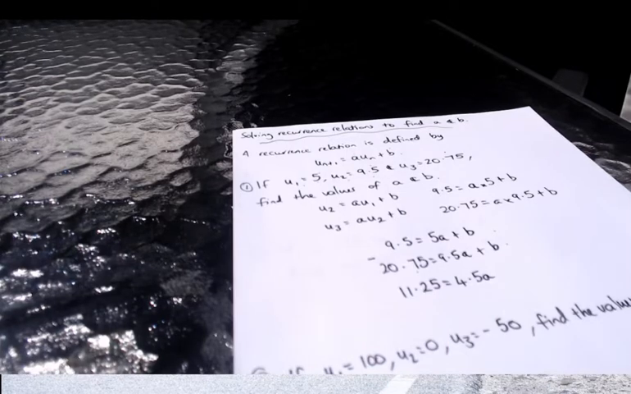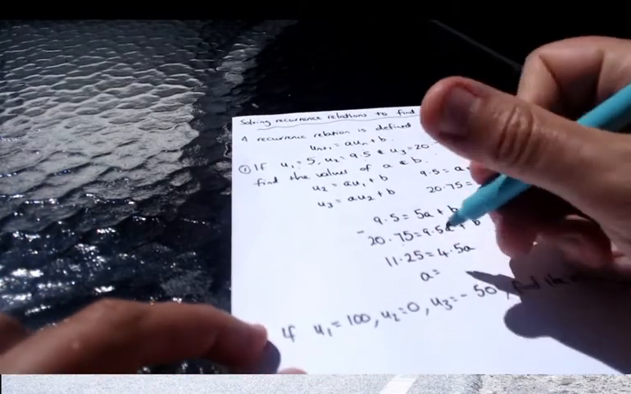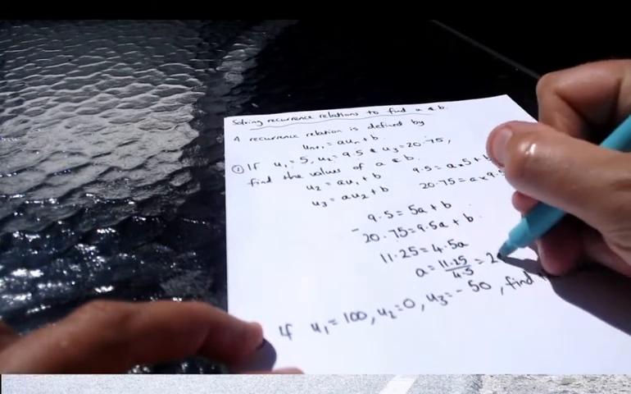And then we'll need to try and solve this, so we'll need to use your calculator to get the answer. I'm going to divide 11.25 by 4.5, and that gives me an answer of 2.5. So a will equal 11.25 divided by 4.5, which is 2.5.